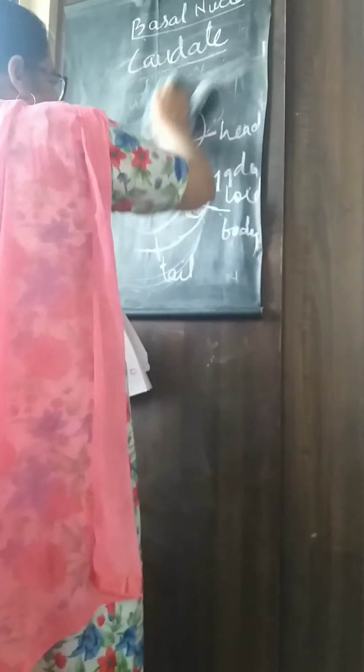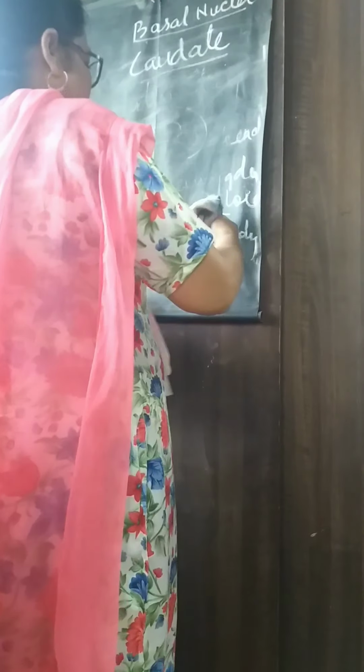So I hope you understood up to here. Now, this is about the features. Now we will talk in detail about the structure of the caudate nucleus. Now, the details about the head.